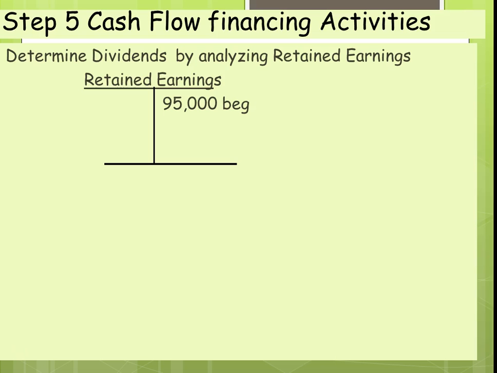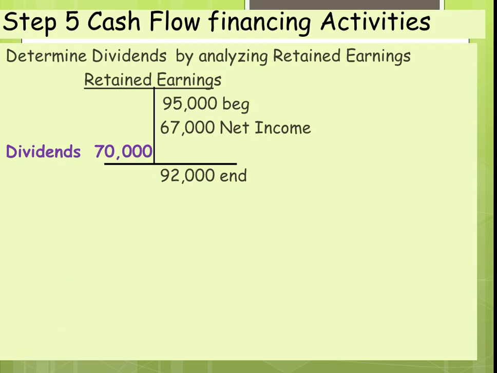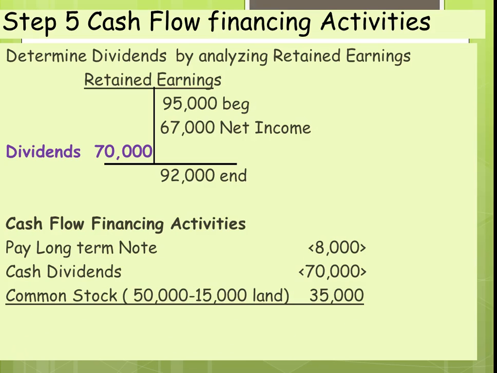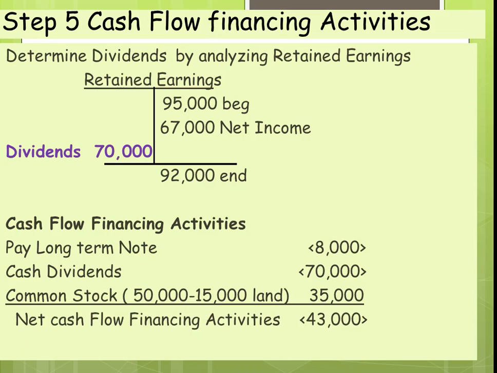So I always like to analyze the retained earnings to make sure I've accounted for everything. We know we had net income of 67. We know that we had an ending balance of 92, and we know the dividends were 70. We add those all together and we get that answer. So now we can do our cash flow from financing activities. Our cash flow is going to be our long-term note, which reduced it. We paid it off. We paid cash dividends, and we issued common stock for which we got cash of $35,000. So we have our net cash flow from financing activity.